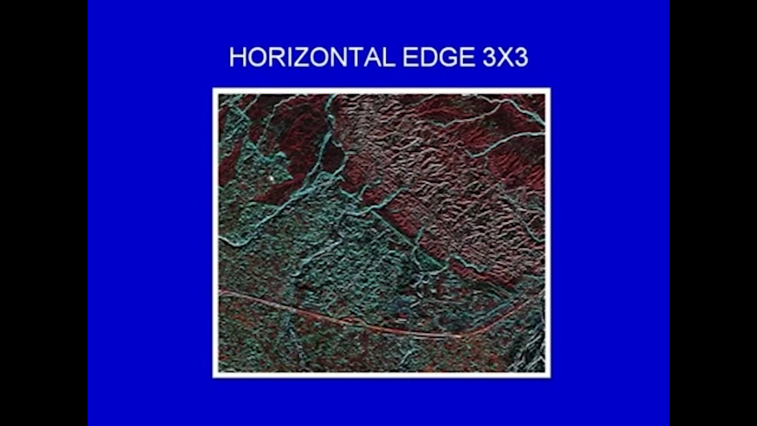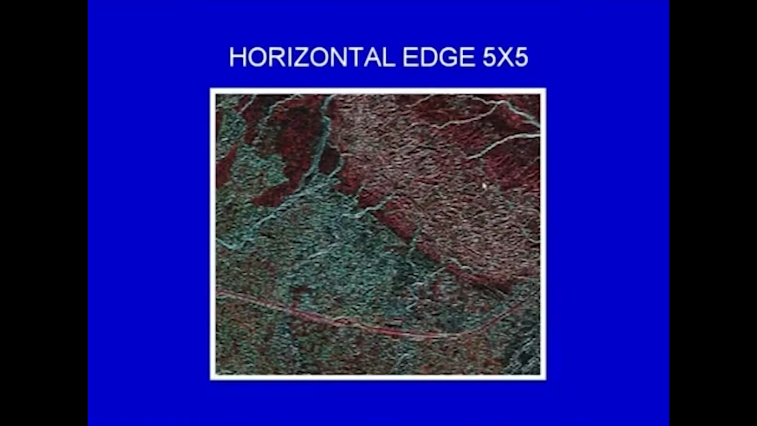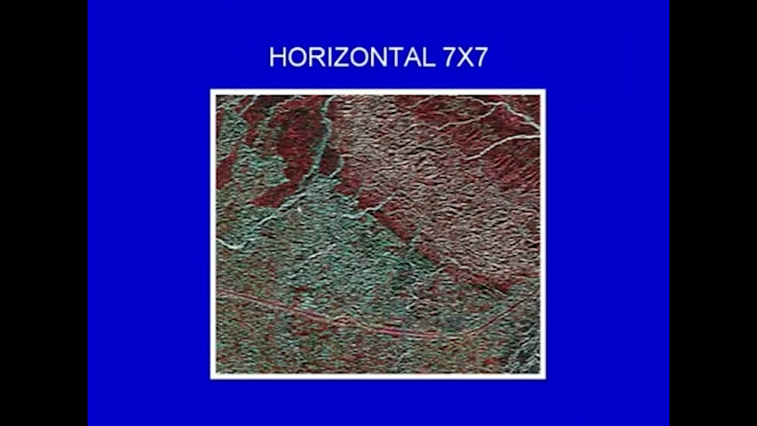In this slide, the horizontal edges using a 3 by 3 window have been depicted, and we can see that all the horizontal edges in the image are highlighted in white. When we increase the filter size to 5 by 5, these become more enhanced, but the image quality reduces drastically, and it becomes still more blurred once the filter size is made 7 by 7.